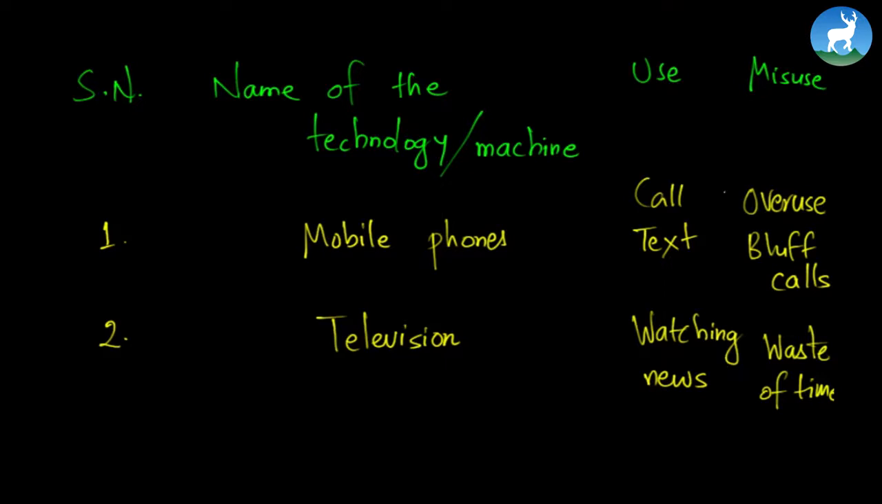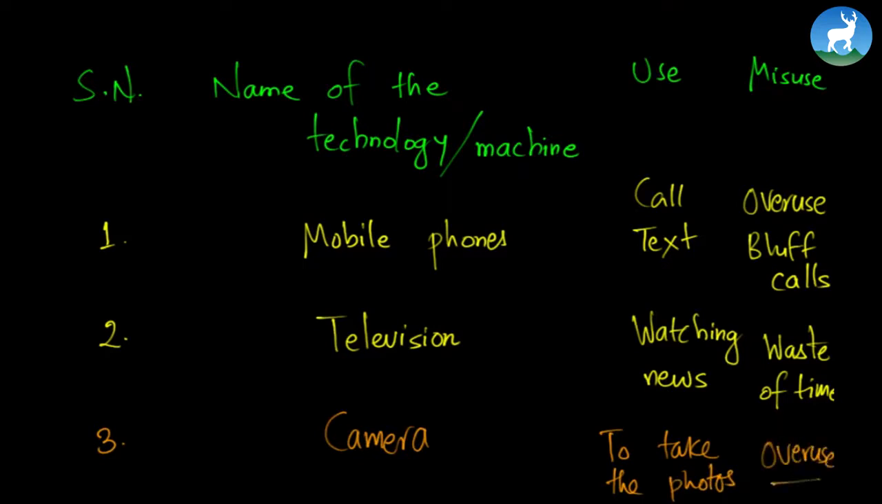Let's try the name of the third technology that we use, or the third machine. What could be the third machine that we use? It could be a camera. And what's the use of a camera? To take photos. That's what cameras are used for. What's the misuse? Maybe overuse. I can't think of any misuse. There could be bad use, obviously, but misuse. Obviously, people misuse technology. So there are many technologies and machines. It's impossible to list them all here. So these 3 are just the basic ones.